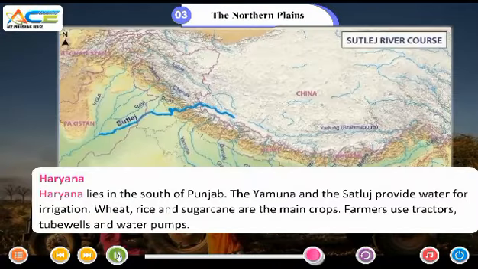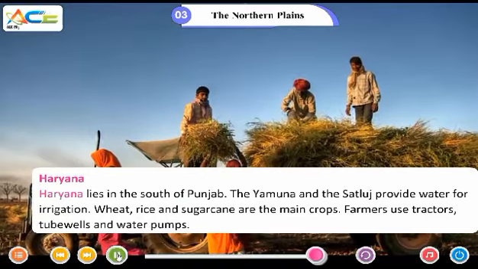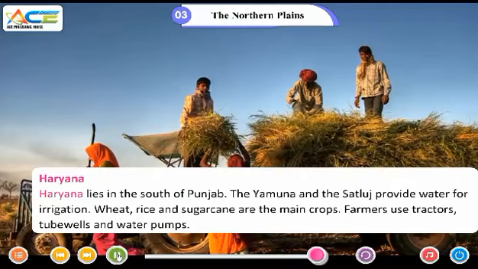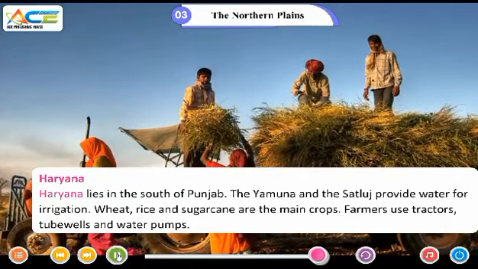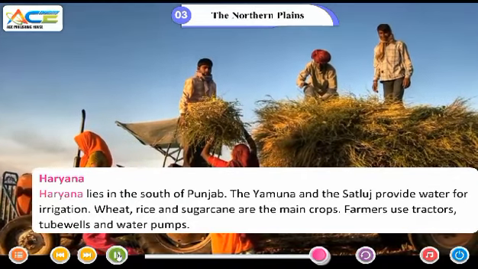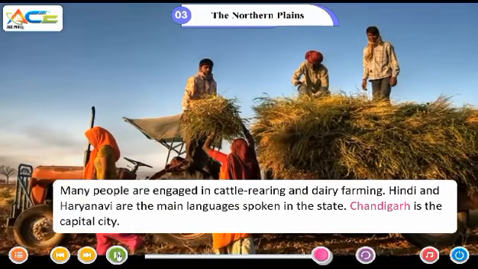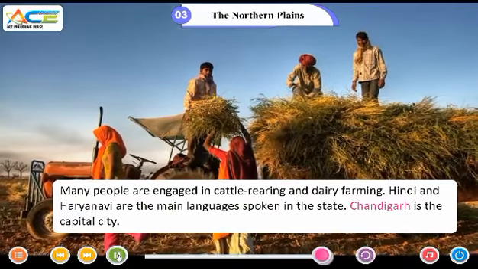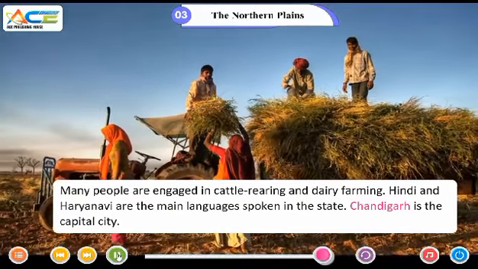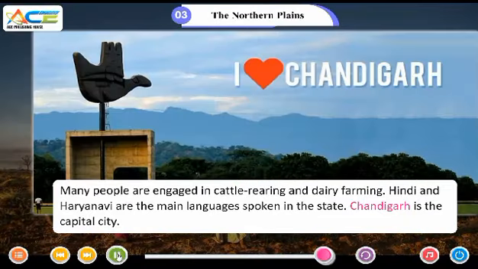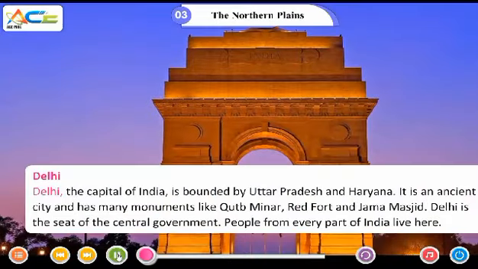Haryana. Haryana lies in the south of Punjab. The Yamuna and the Satluj provide water for irrigation. Wheat, rice and sugarcane are the main crops. Farmers use tractors, tube wells and water pumps. Many people are engaged in cattle rearing and dairy farming. Hindi and Haryanvi are the main languages spoken in the state. Chandigarh is the capital.